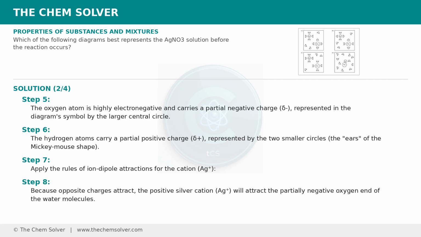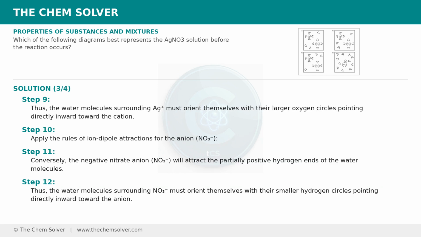Apply the rules of ion dipole attractions for the cation, Ag⁺, because opposite charges attract. The positive silver cation, Ag⁺, will attract the partially negative oxygen end of the water molecules. Thus, the water molecules surrounding Ag⁺ must orient themselves with their larger oxygen circles pointing directly inward toward the cation.